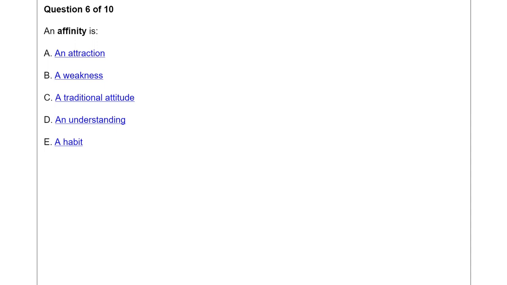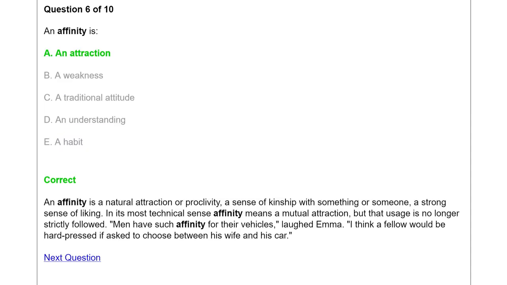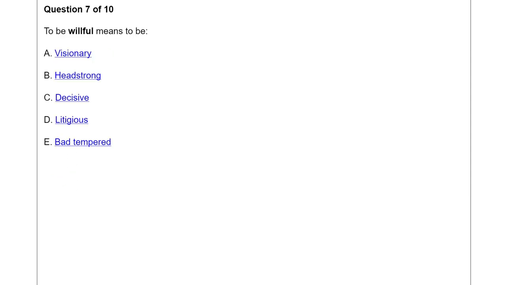Right. Brilliant. Affinity. Affinity is an attraction towards something. You're drawn towards something. You have an affinity for it. Yes. Good. I only got a good there. What about great? Willful. To be willful is to be a bit obstinate, a bit stubborn, a bit hot-headed. You do your own thing, whatever they say. Headstrong. Yeah, you follow your own direction, your own will, not other people's. I would say headstrong here.